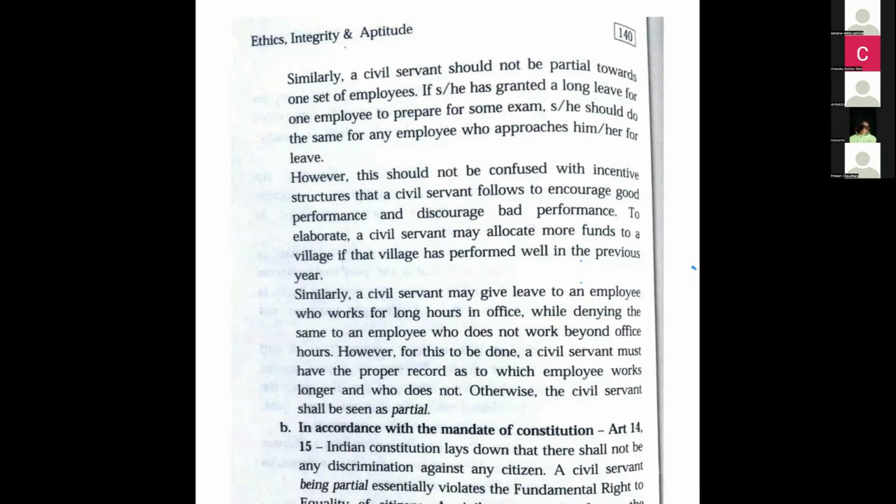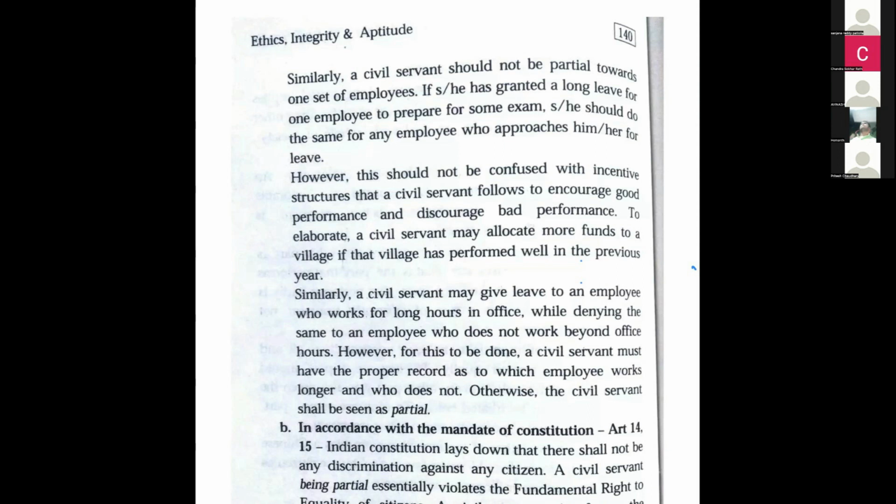Similarly, a civil servant should be impartial towards everyone. This should not be confused with incentive structures that a civil servant follows to encourage good performance and discourage bad performance. To elaborate, a civil servant may allocate more funds to a village if that village has performed well in the previous year. That is okay. ठीक है. अगर good performance के लिए you are giving, then that is okay.